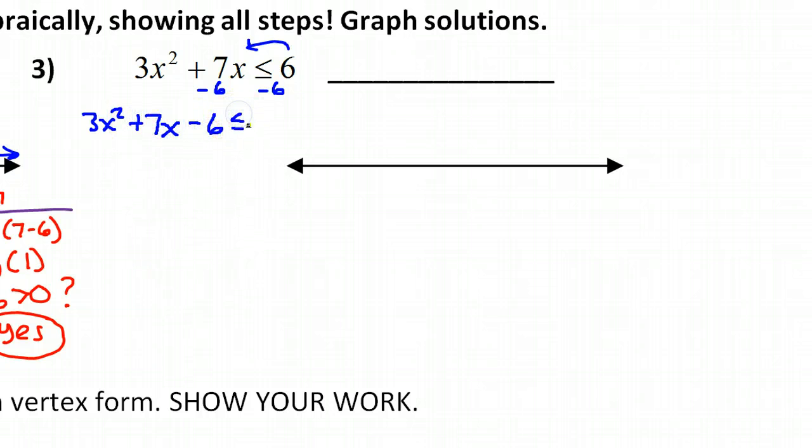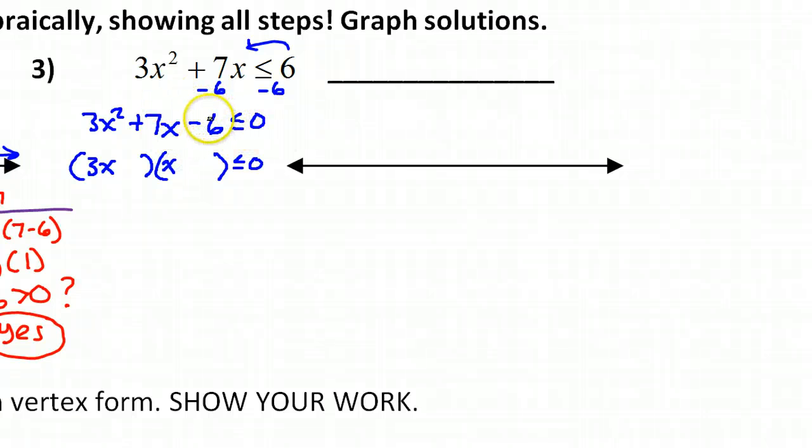If I factor this, 3x squared can only be 3x and x. Now, this 6 could either be 2 times 3, or it could be 1 times 6. Those are the two possibilities.